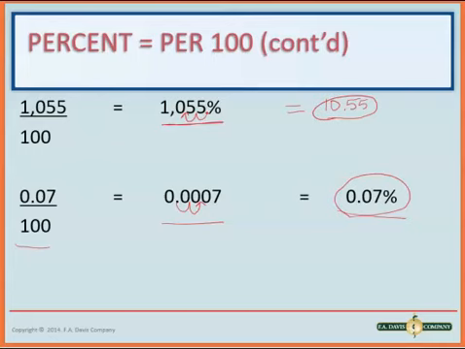0.07%. So if you're going from a decimal to percent, you're going to be moving 2 spaces to the right. If you're going from a percentage to a decimal, you're going to be moving 2 spaces to the left with your decimal.